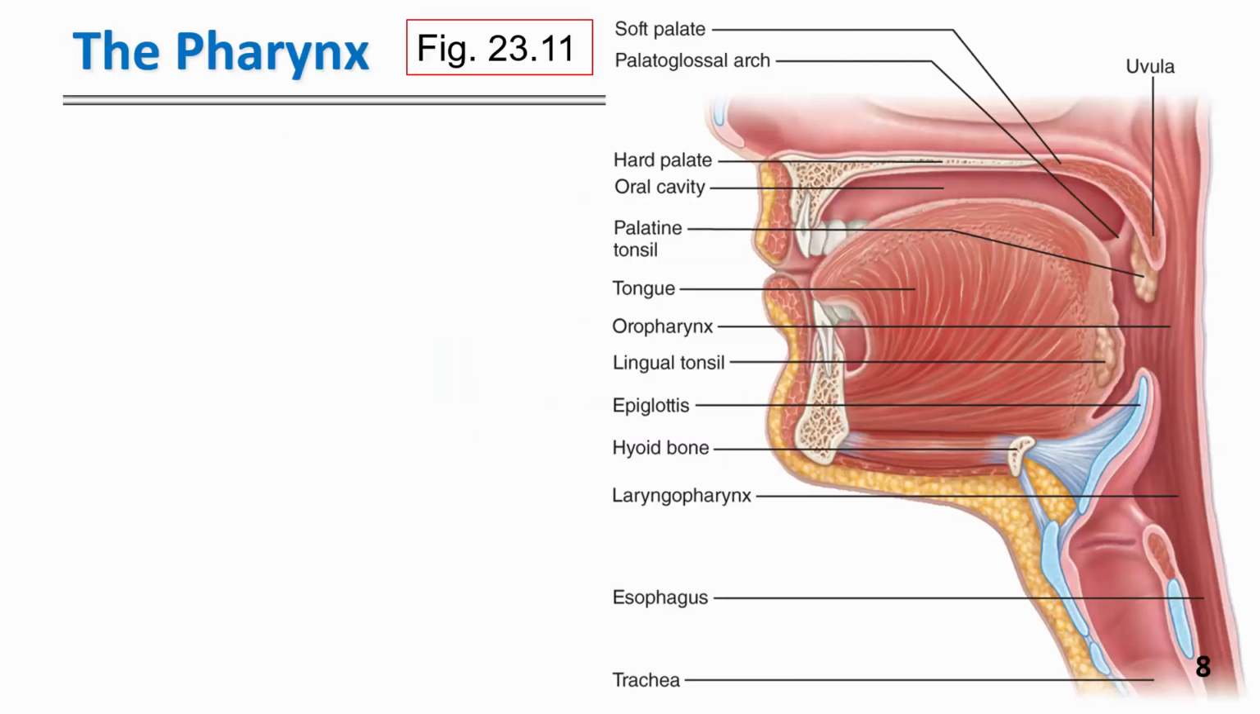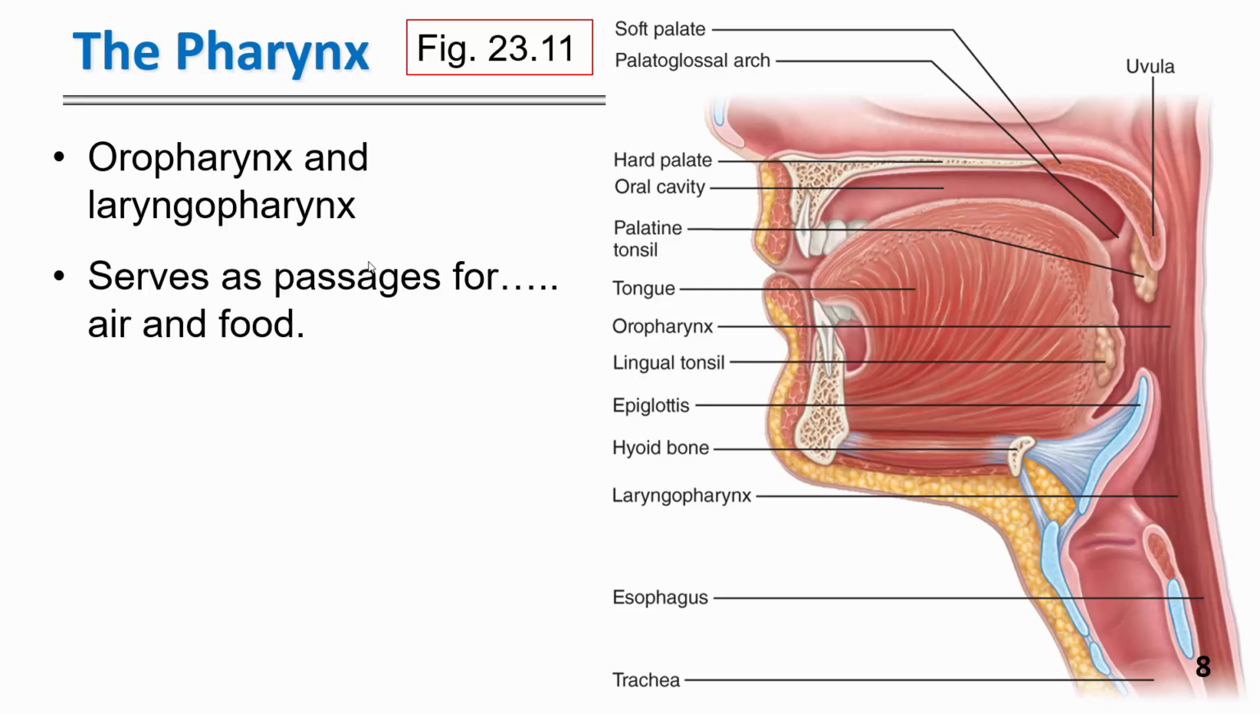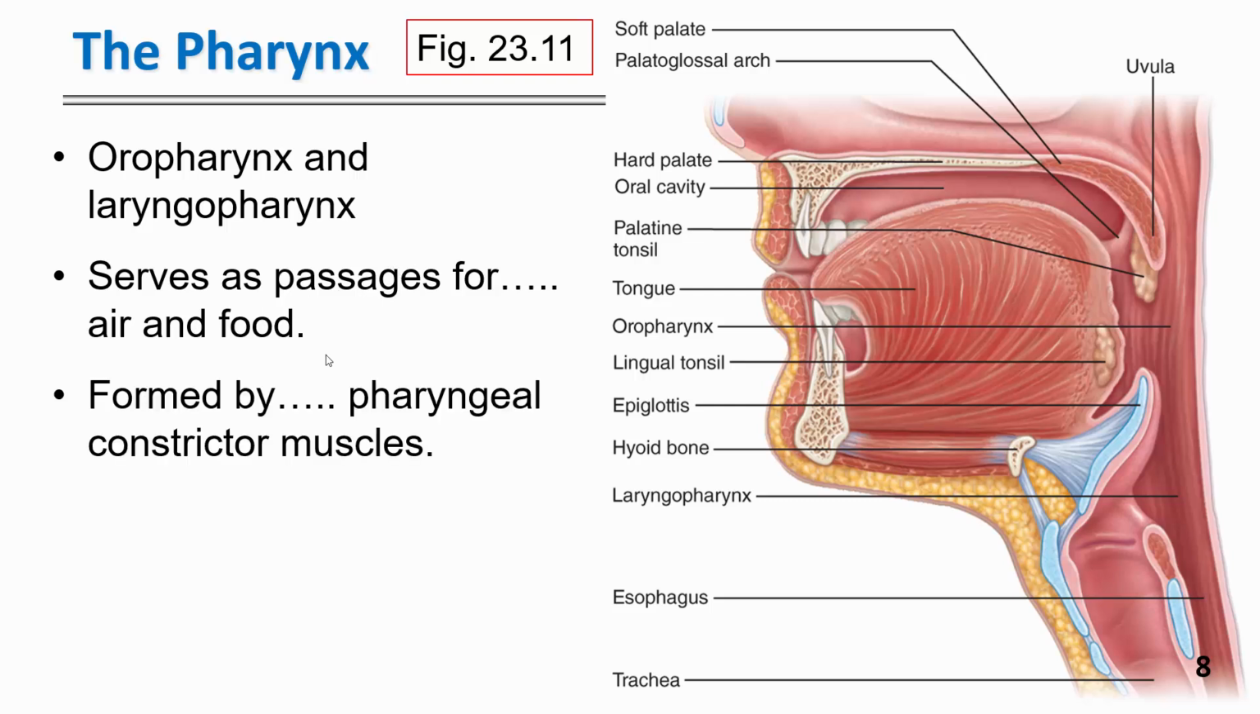So moving forward of the oral cavity is the pharynx, and the pharynx is made up of a couple of components here. It's made up of the oropharynx, the connection between the oral cavity and essentially what is the throat, as well as the laryngopharynx. And this serves as the passageway for food as well as air. And this is formed by constrictor muscles or pharyngeal constrictor muscles that will apply pressure, and when that pressure is applied, the food will move in the directions intended by these muscles.